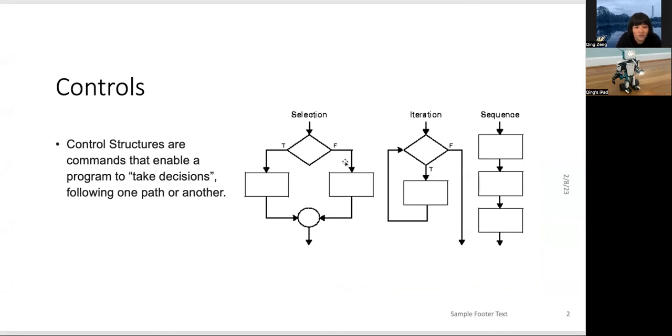Here you can see several different sequences. In this case, you do a selection. If it's true, go down this path. If it's false, go down this path. Here, you go through iterations. It's like a loop. Depending on the different control structures, we may specify the number of times you repeat, or we may specify a condition where you repeat. And here is a simple sequence. What we covered last week were all sequences.